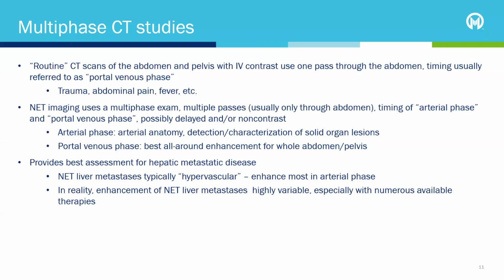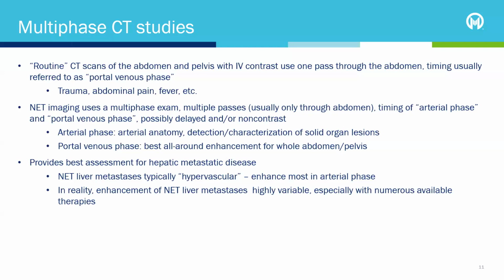The next topic was about what we call multi-phase CT studies. So I think there were some questions about why it is that we do what's called multi-phase, or sometimes people call it 3-phase or 4-phase scanning. Different terms can be used. Why is that used for neuroendocrine tumor imaging?